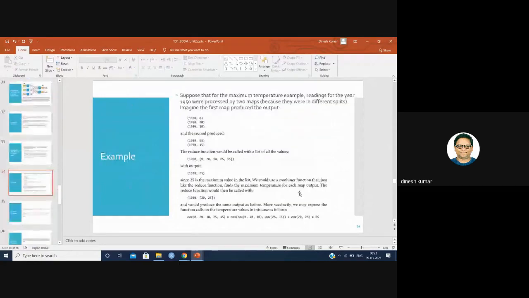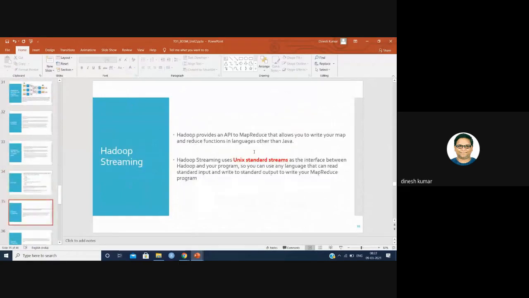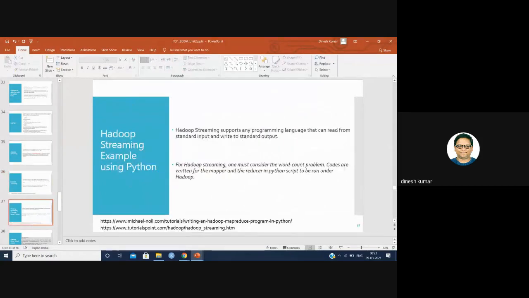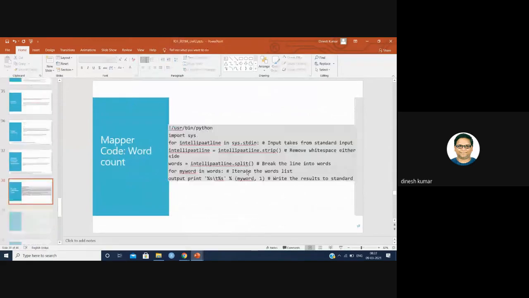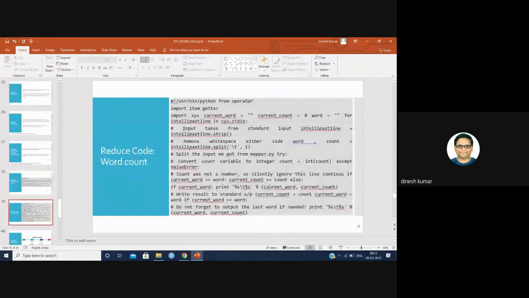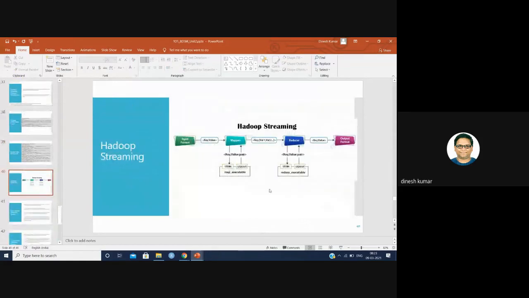Some example again, Hadoop streaming, some definition, Hadoop streaming, what it is. And some links are also given where the information is taken, you can refer. Hadoop streaming example with Python, okay, you can have a look at all these programs. So, you should also pay attention to these lines, because they can also be asked as a question in the exam.